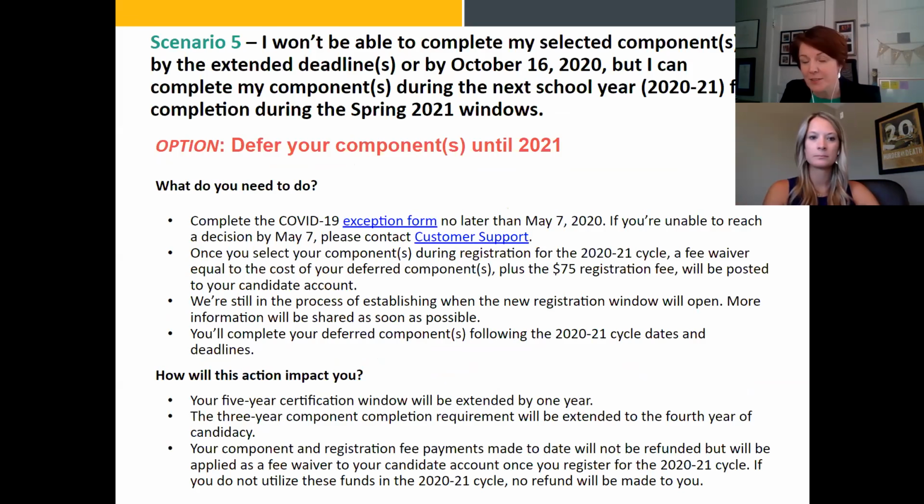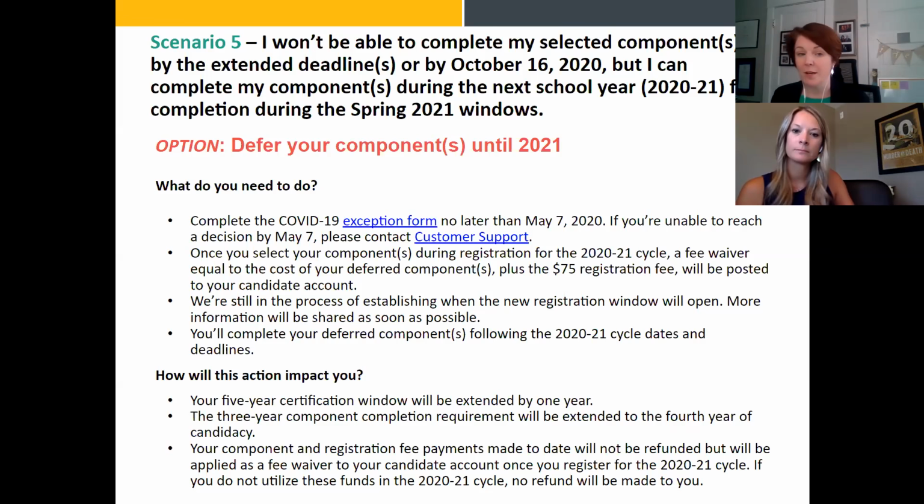Able to complete your selected components by the October 16th, 2020 deadline, but you know that you can and you want to complete those components during the next school year and submit them in the spring 2020 window. So if that's the situation that you're in, then the option, what we're calling this option, is that you are deferring your components until 2021.